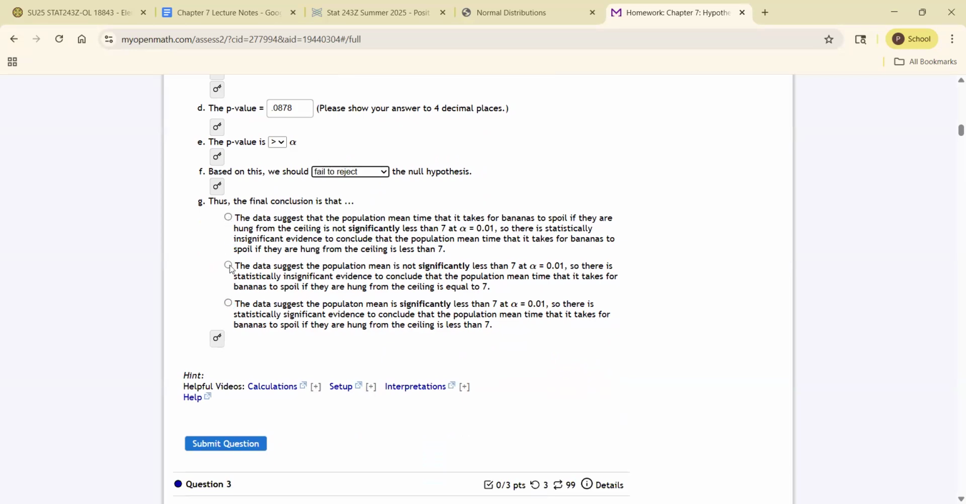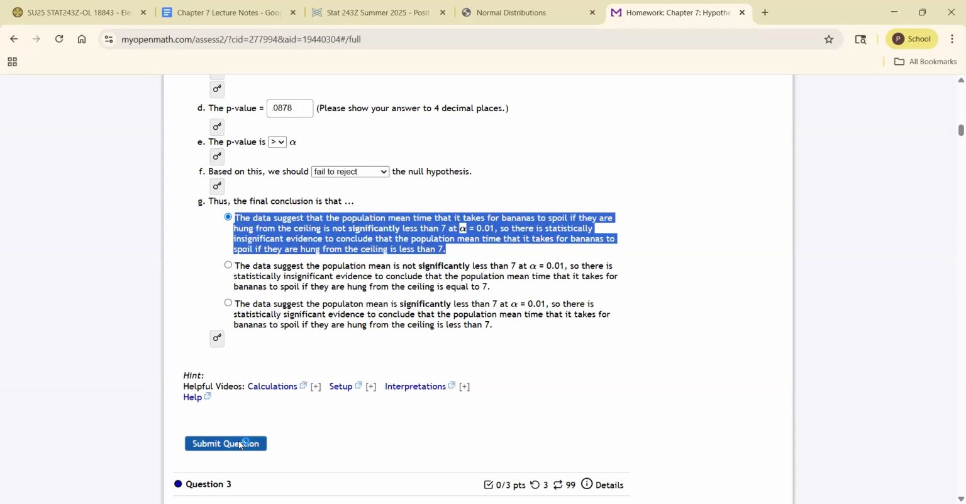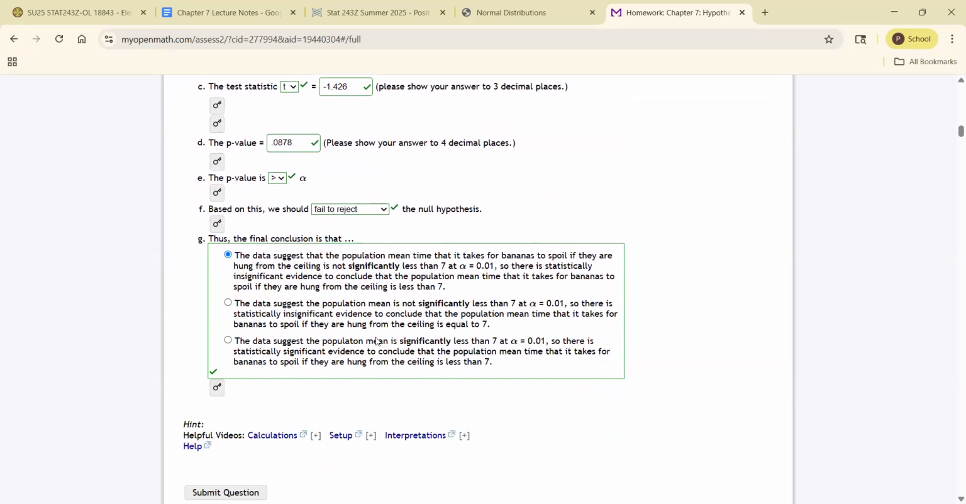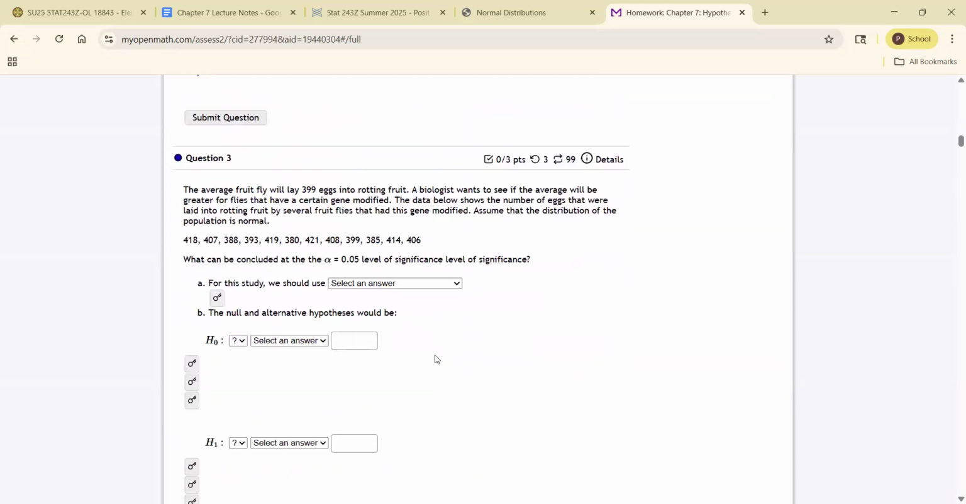And then we put it all together in an interpretation. The data suggests that the population mean time for the bananas to spoil is not significantly less than 7. So there is not significant evidence to conclude that the population mean time it takes for bananas to spoil if they're hung from the ceiling is less than 7. That is a mouthful. What all this is saying is you didn't see any ruby slippers. So as far as you know, you're still in Kansas. There we go. Let's do one more.